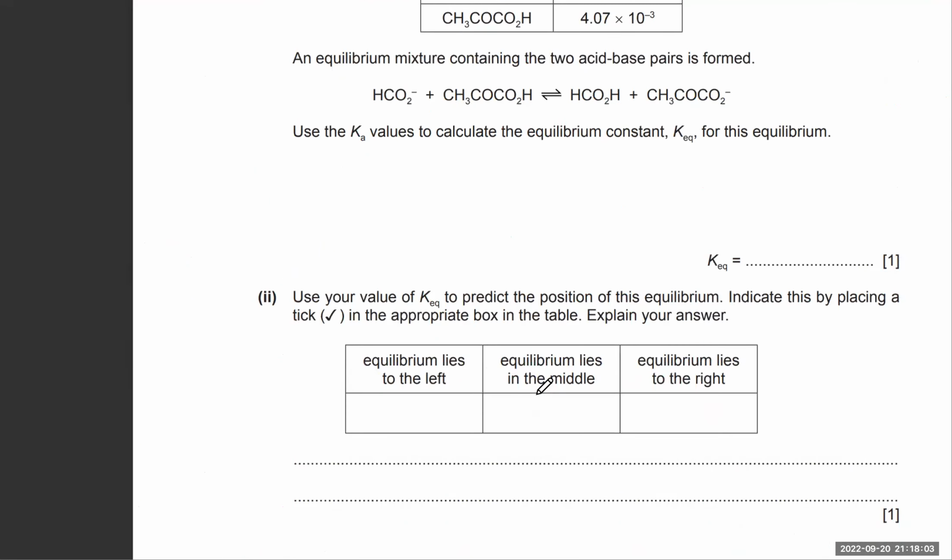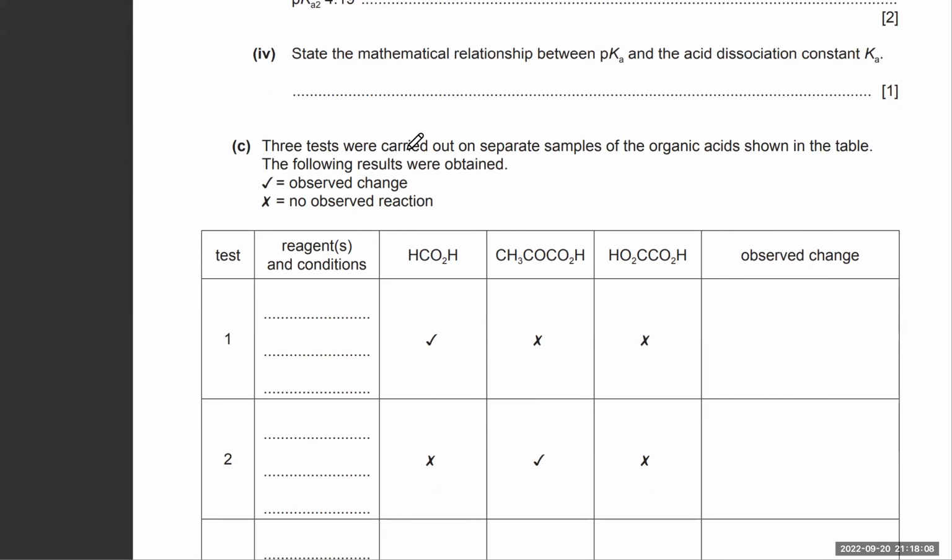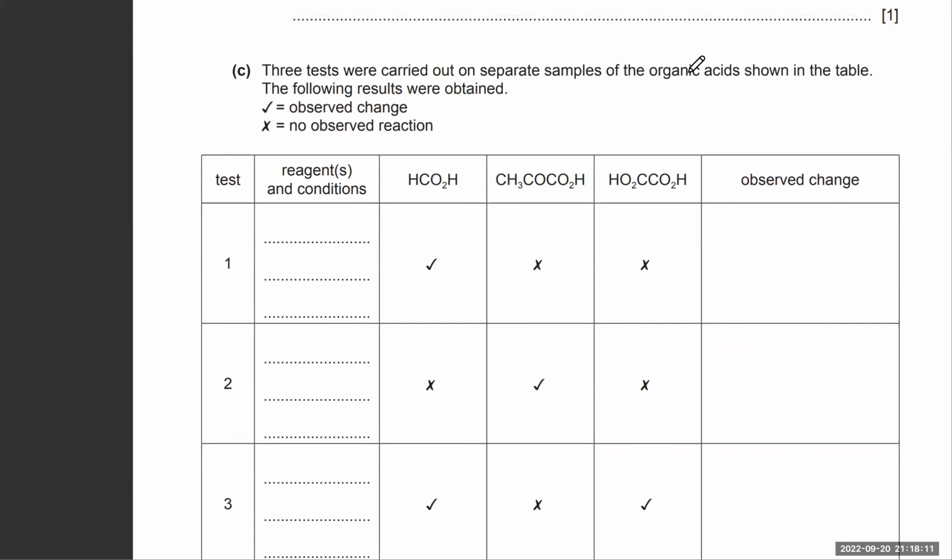Now that's a K question. Three tests were carried out on separate samples of organic acids shown in the table. One of them is methanoic acid. And this one over here is oxalic acid, which is ethanedioic acid. And this one is some acid, and I don't know what the name is, but at least it's not ethane. Eth is 2 carbon atoms, right? This one is a carboxylic acid. This side is also a carboxylic acid.